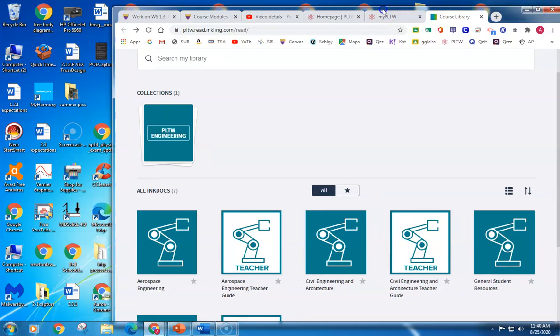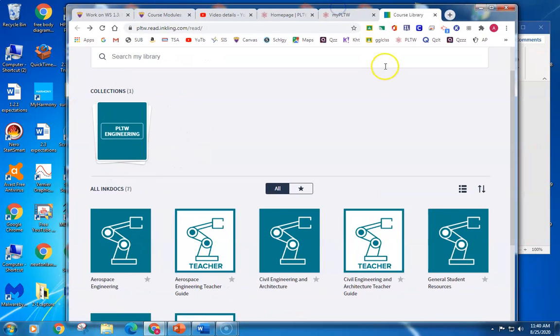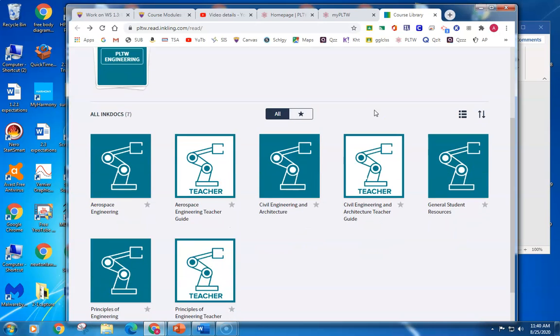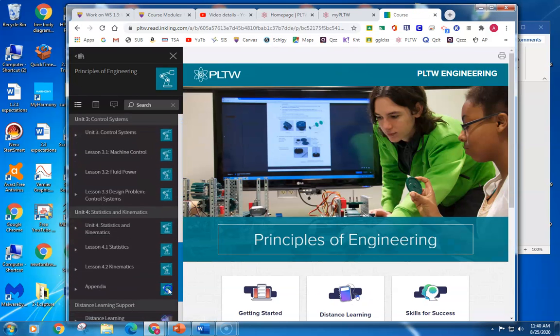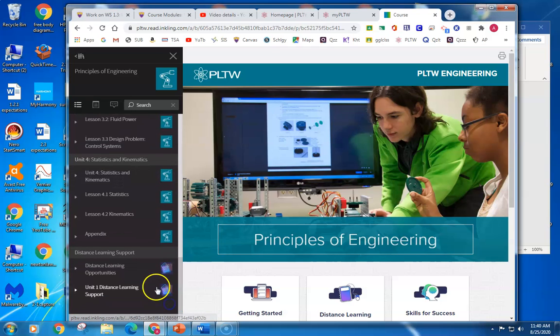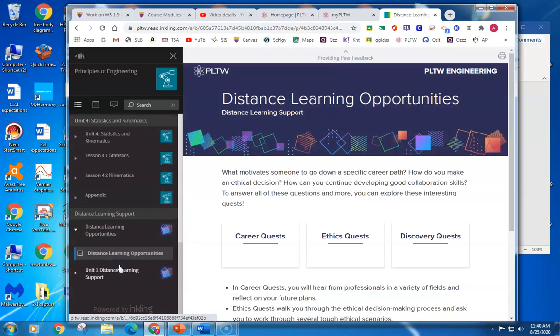Hello, today I'm going to get you started on Distance Learning 1.1.1. So you need to go to the Project Lead the Way website and your classes and click on Principles of Engineering, of course. On the left-hand bar, we're going to slide all the way down until we get to Distance Learning support.